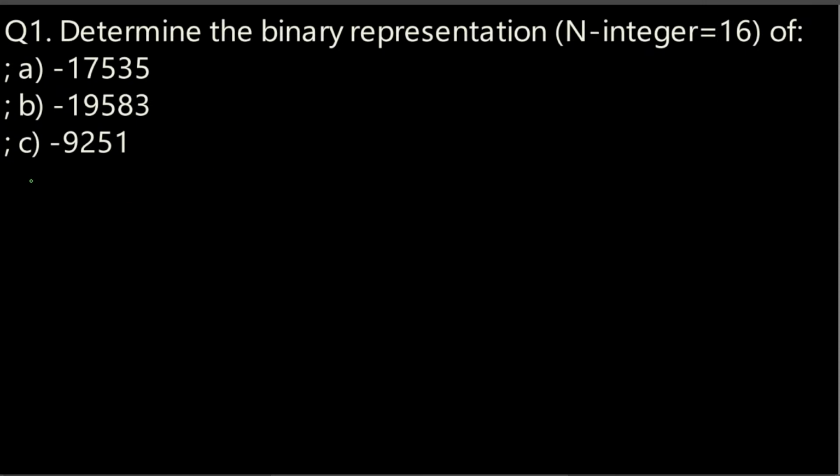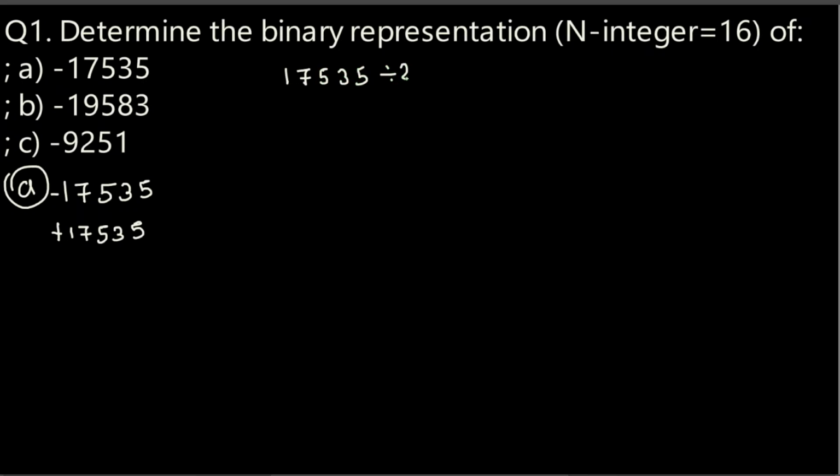If I do the A part, in the A part we have negative 17,535. But first I have to find the positive 17,535. To find the positive 17,535 in binary, we divide it by 2 until we get 0. So I'm going to start with 17,535 divided by 2.